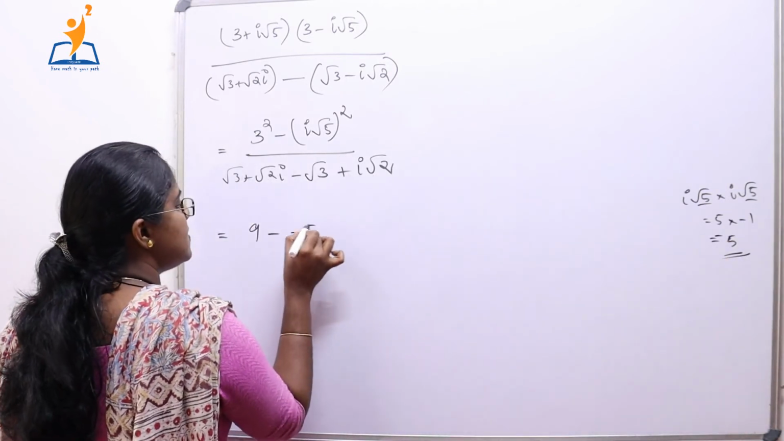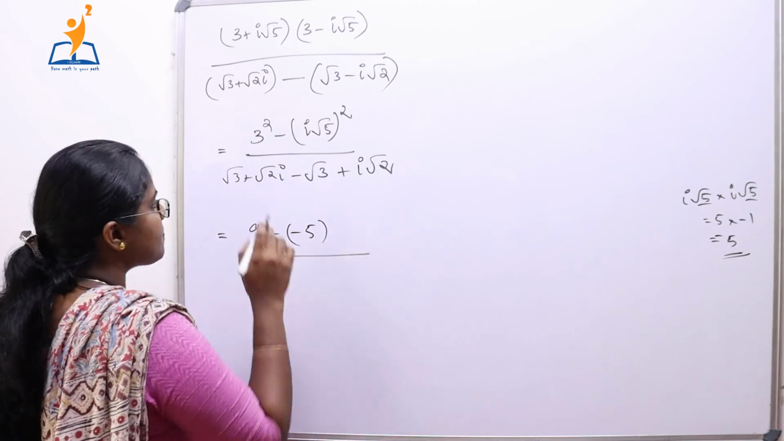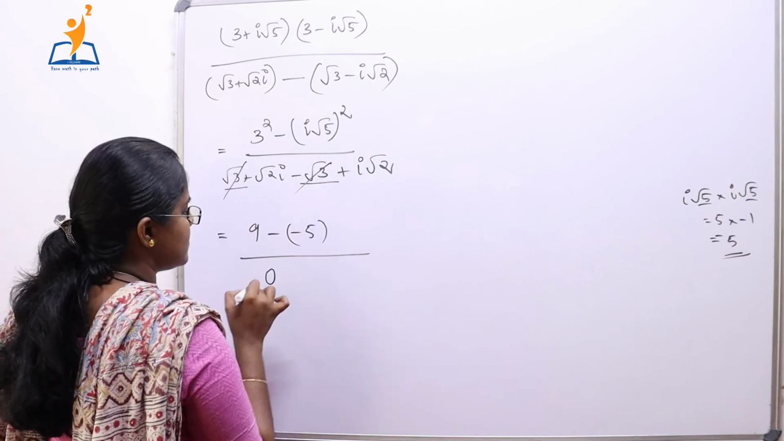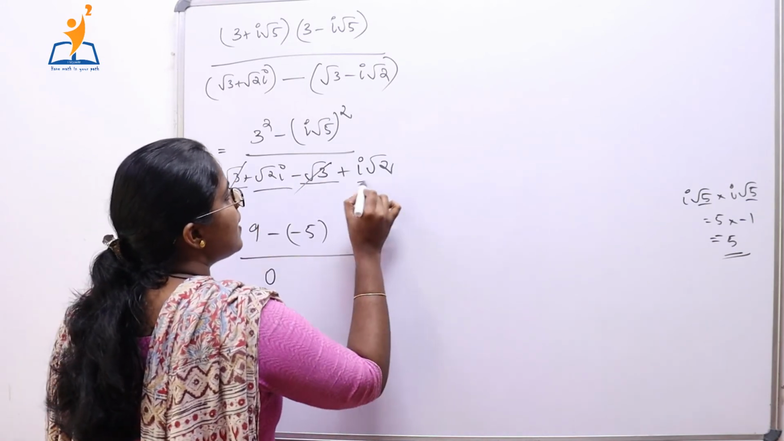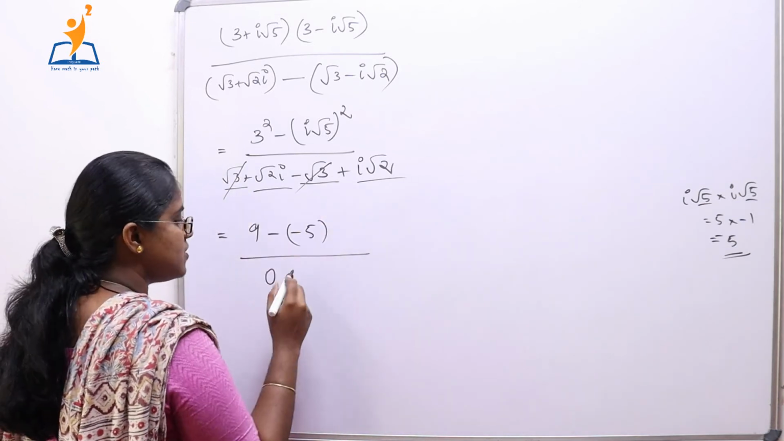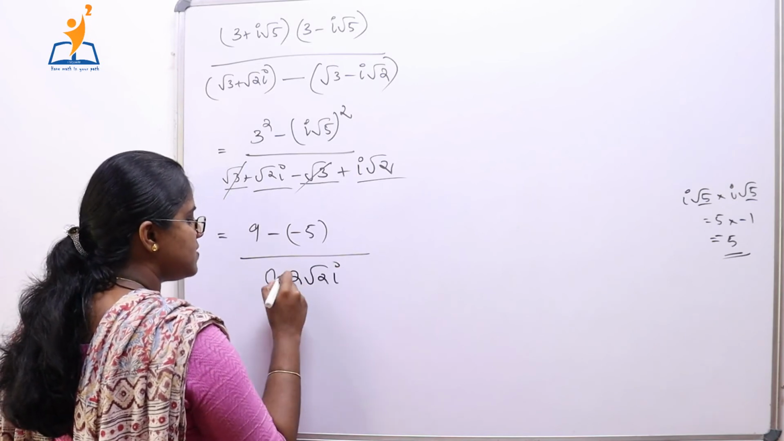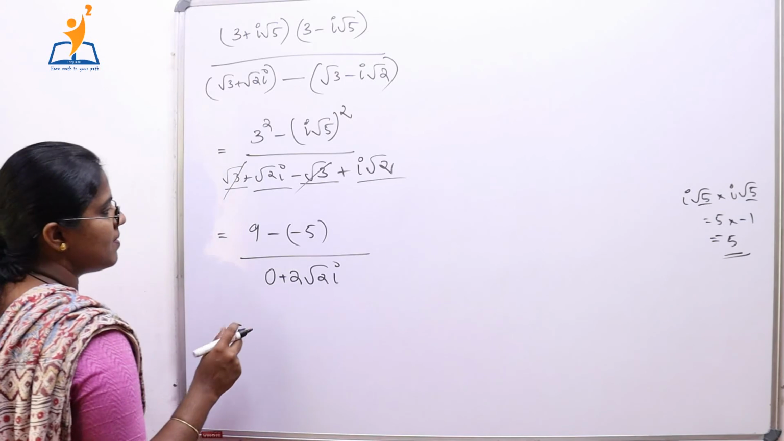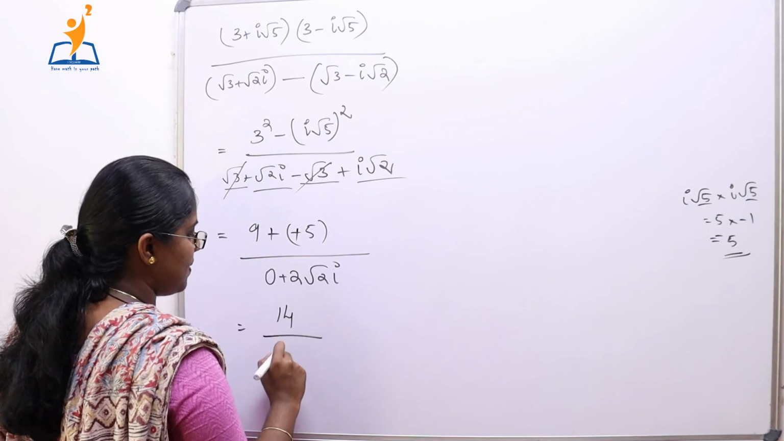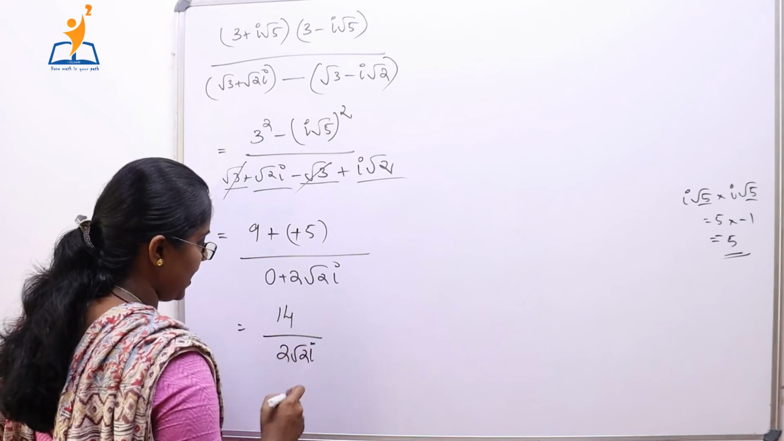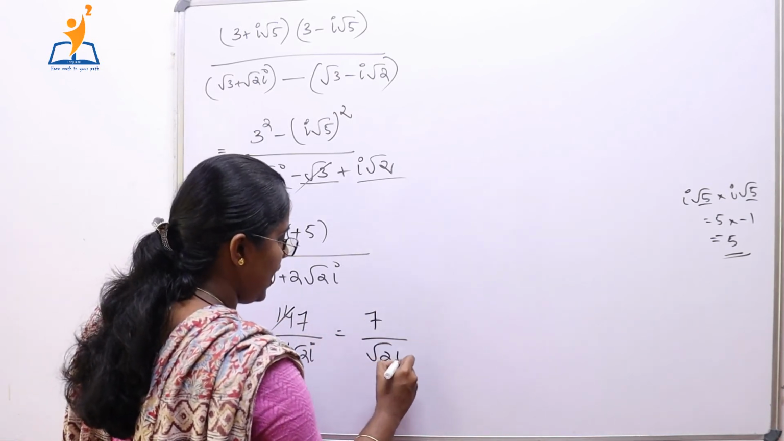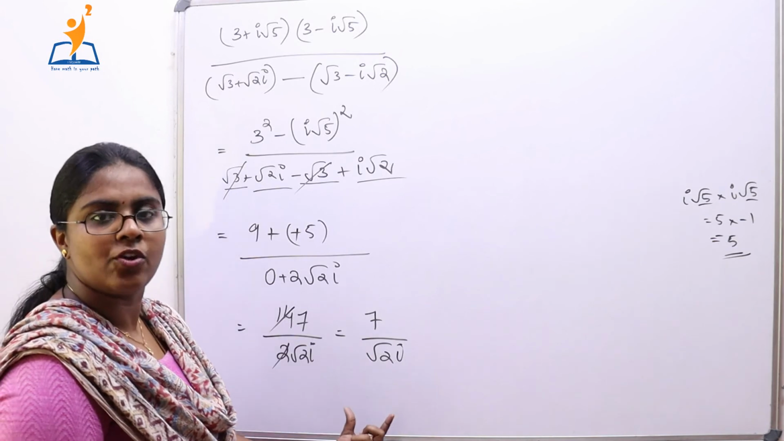So minus 5 divided by, we will add the real terms first, that is root 3 minus root 3 gets cancelled, that is 0, and plus root 2i plus i root 2. Root 2i and i root 2 are equal. So root 2i plus root 2i is 2 root 2i. So it can be simplified like this: 9 plus 5, it is 14, divided by 2 root 2i. 14 and 2 get cancelled, it will become 7 by root 2i.